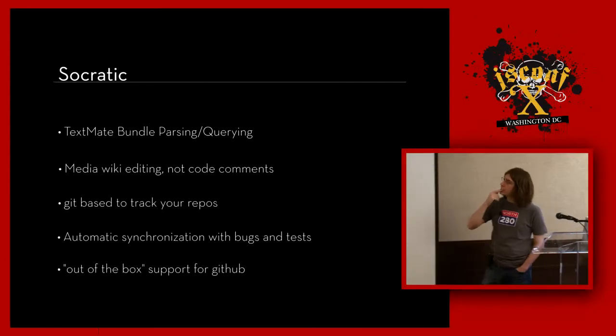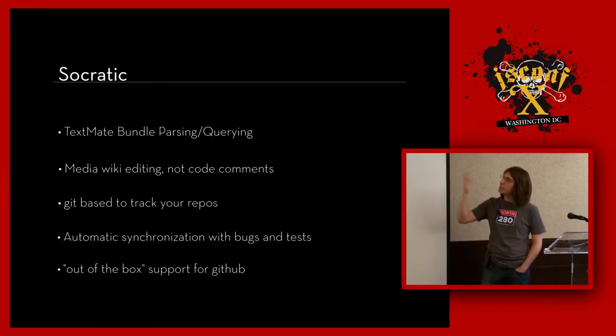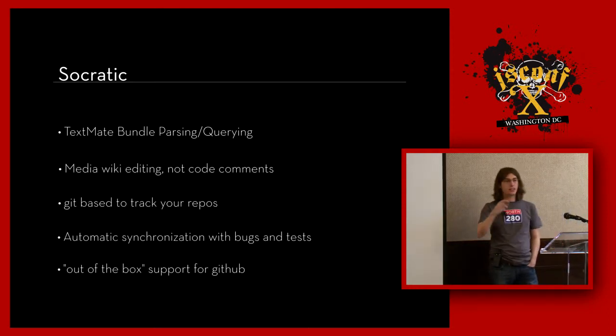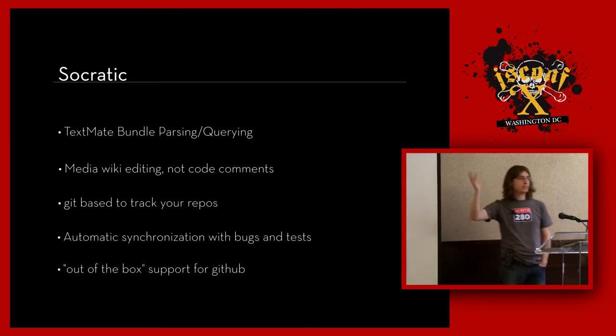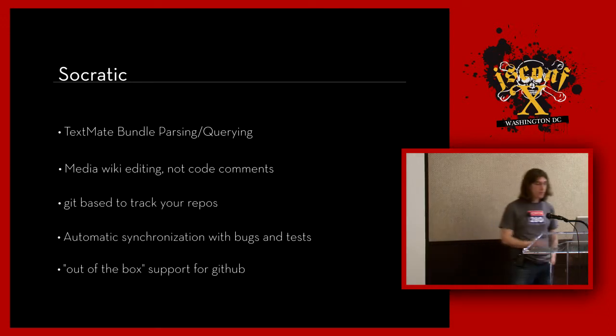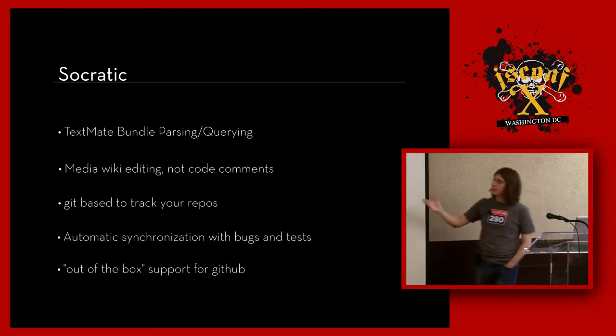So to sum up what Socratic is doing, it's using text-made bundles to automatically generate a wiki for your documentation, that sits on top of Git, so it can automatically track the different branches and stuff of your repo. It will automatically synchronize with your bugs and tests. And the other thing we've done is build in out-of-the-box support for GitHub. The idea is you just type Socratic and then your GitHub URL, and you have a server that's running that's your documentation. So it should be really easy the day you ship your code to have really great documentation for it. And of course, it's built entirely on top of CommonJS.